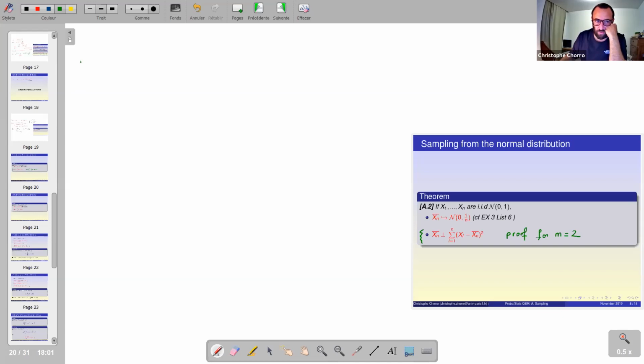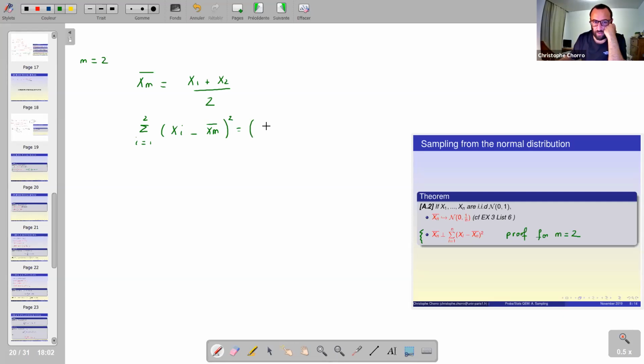So when n is equal to 2, I have x̄n, which is just the mean between x1 and x2. If I try to compute the sum from i equal to 1 to 2 of (xi minus x̄n) squared, I obtain two terms in my sum. What will I obtain?